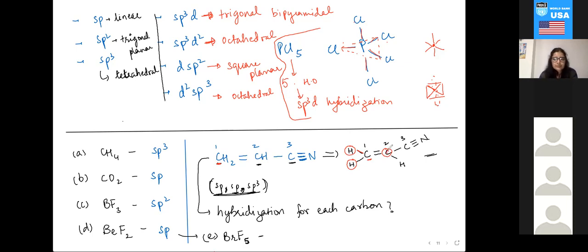So the second carbon, consider this. How many different things is this one bonded to? 3 different things. So 1 carbon, the second carbon, and this hydrogen. So what will be the hybridization for this? sp2. sp2 again. Yep. And this third one? Bonded to 2 other things. Yes, this carbon and the nitrogen. So what will be the hybridization for this? sp. Absolutely. That's all there is to it.